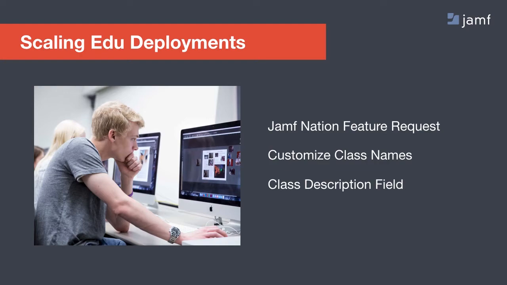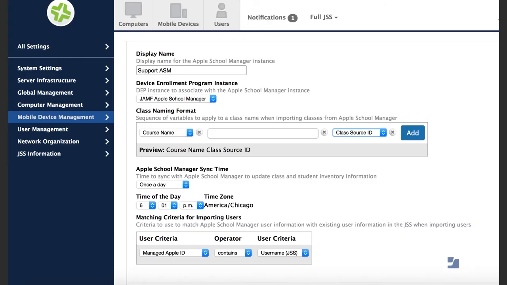Another Jamf Nation feature request was a little bit better control over class names and class descriptions and things like that. Previously, when we imported classes into our Jamf Pro server, they had a set name that they would come in with, and depending on the name of that and the identifier and the length of the name, it was entirely possible to have multiple classes with the same name or multiple classes that were very, very similar and difficult to differentiate. We now have this class naming format section in Jamf Pro.